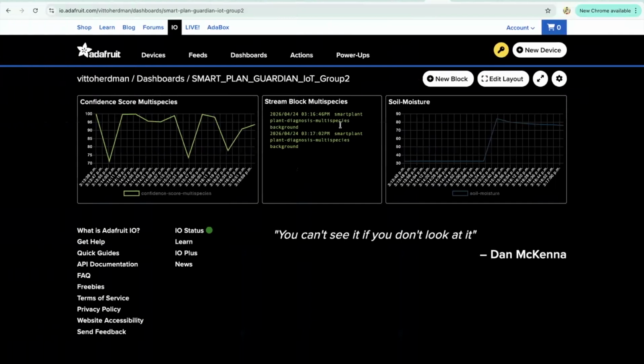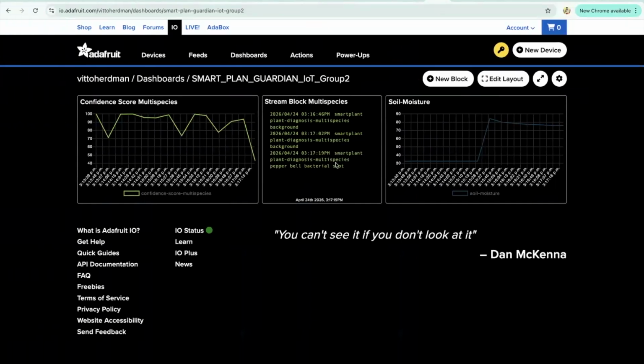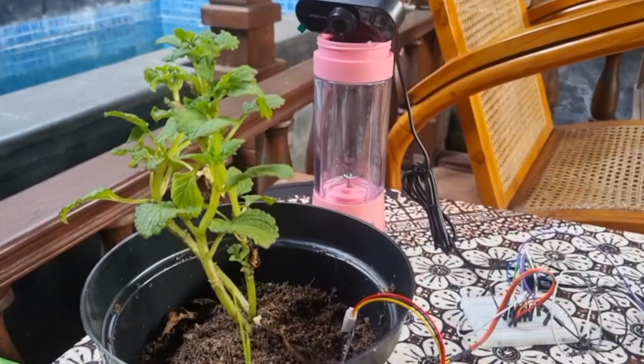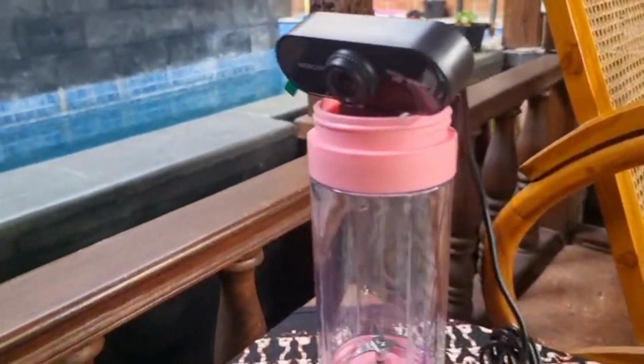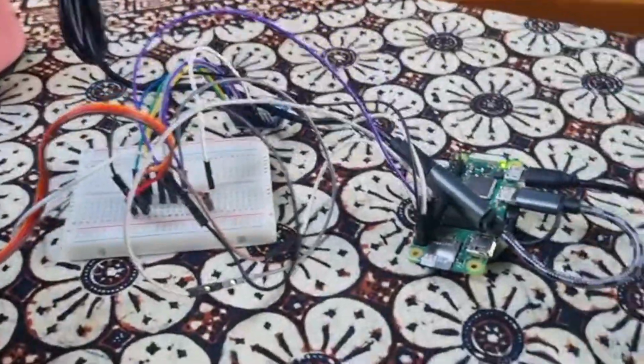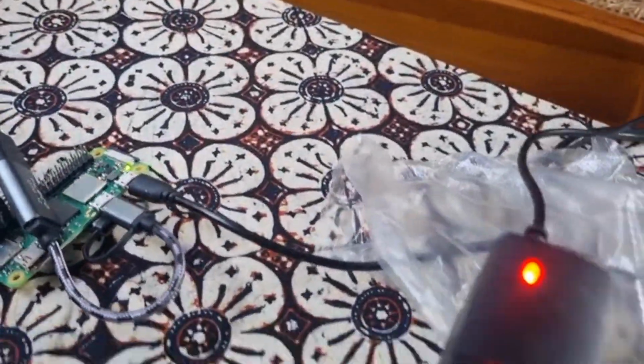the cloud. All diagnostic results, including disease level, confidence score, and moisture percentage, are recorded. The Smart Plant Guardian demonstrated that low-cost devices can effectively bridge the gap between traditional farming and automated agricultural intelligence.